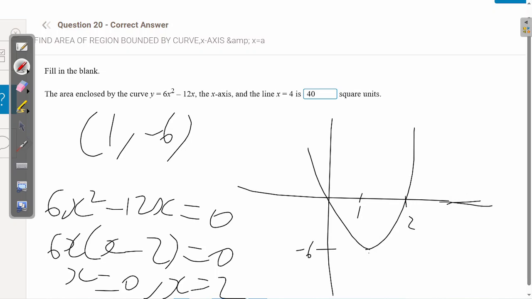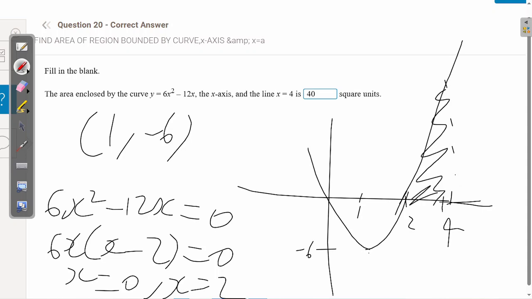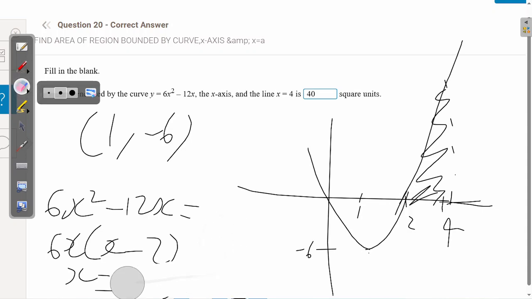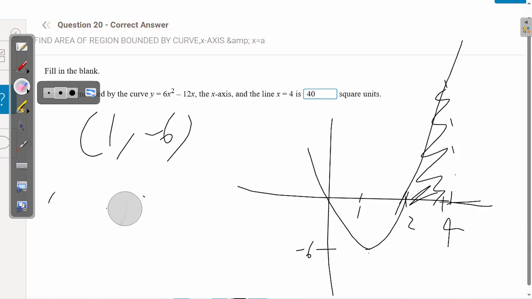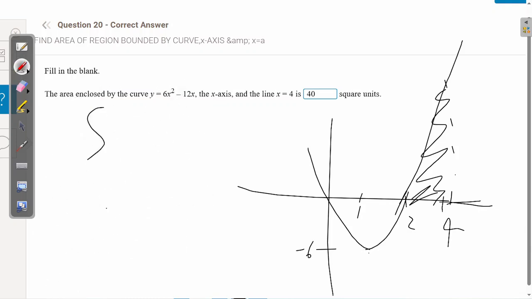Okay, now we want the area from 4 to the x-axis. Just imagine I'm extending this line, okay? So it will be this. It's from 2 to 4 actually, not 0 to 4. So let's do it. Do it from 2 to 4.